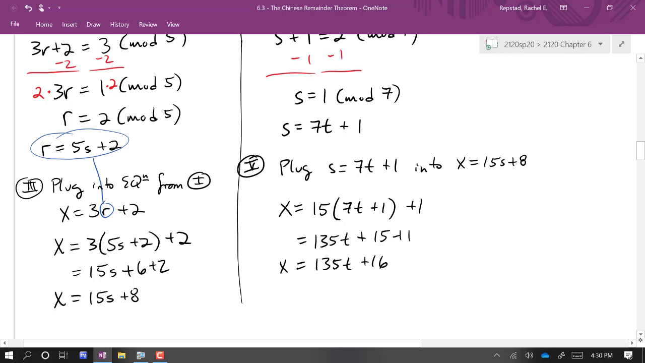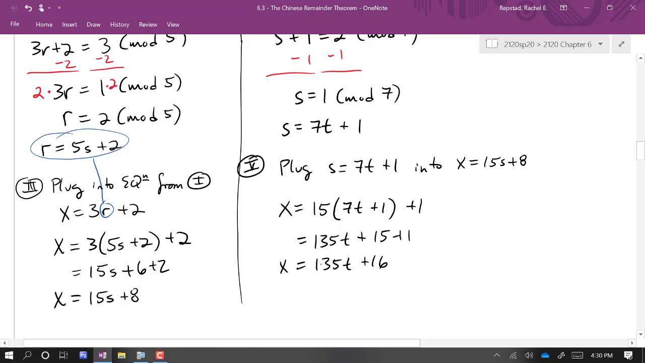Now we've used all of our equivalences, or all of our congruence equations, and we have a result. If there were another congruence equation, we'd take this and plug it into another one. This technique can accommodate as many equations, or as few equations as we have. But we've used all of our equations. We now have our expression for x.